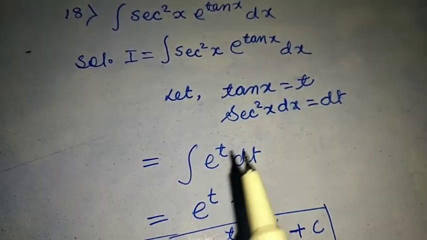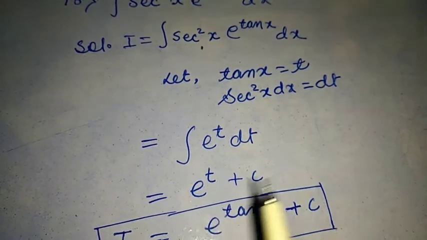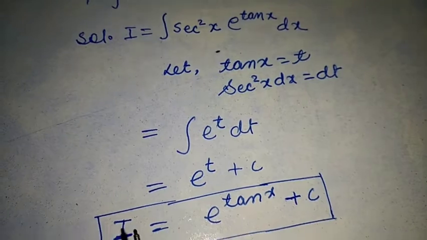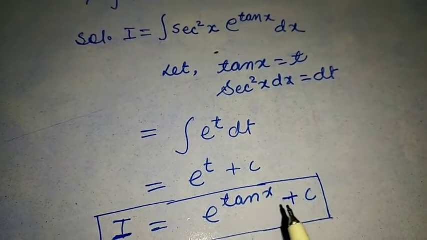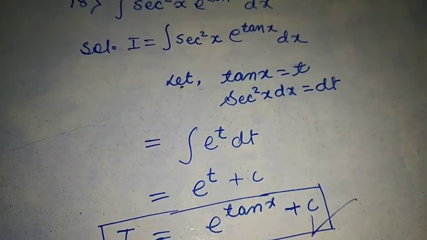So when we integrate this, it will be e to the power t plus c. Now we can put the value of t. So it will be I is equal to e to the power tan x plus c. This will be the answer.